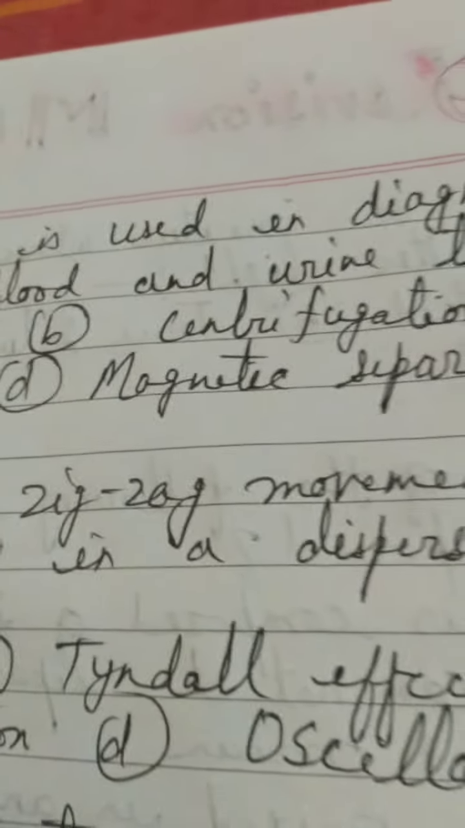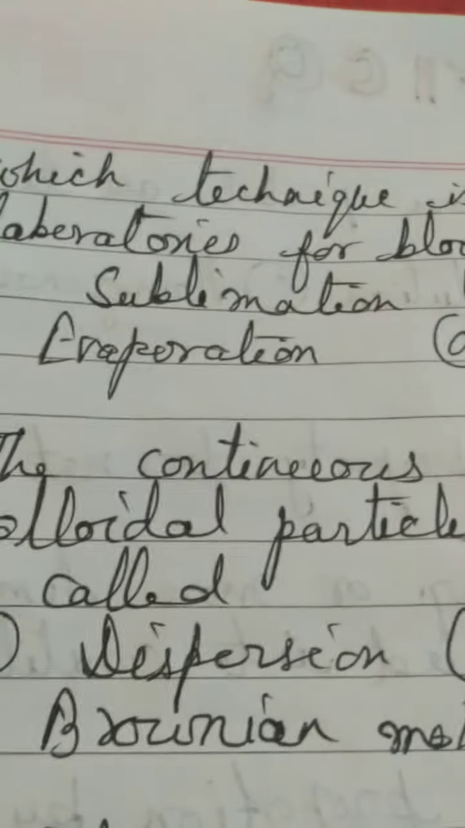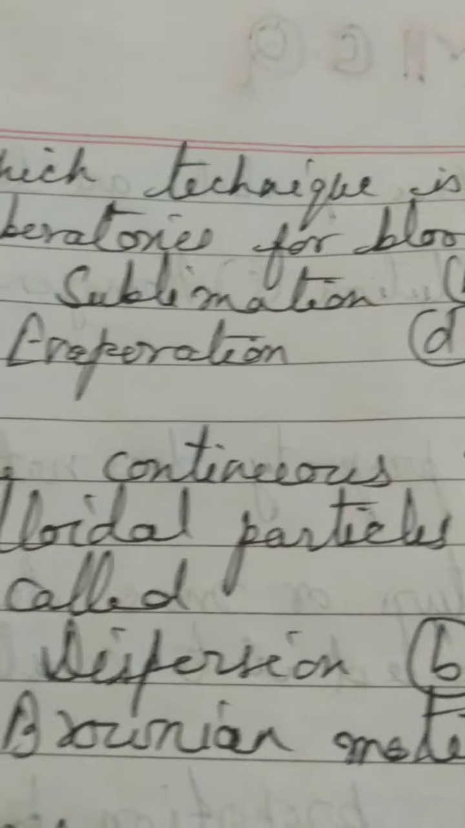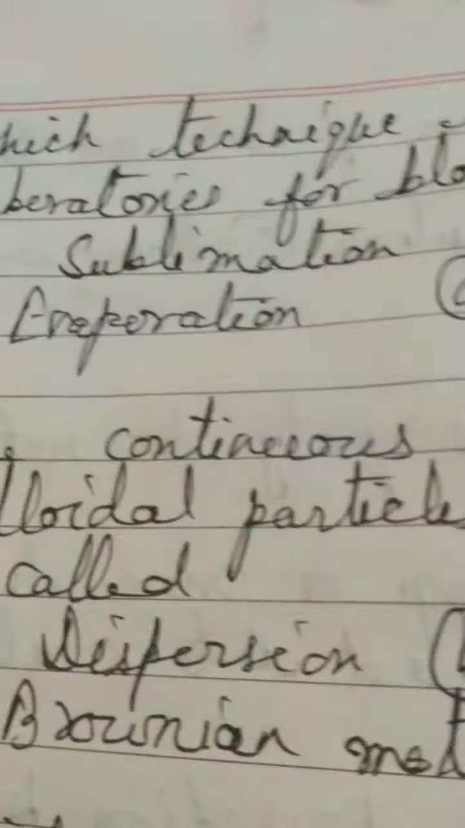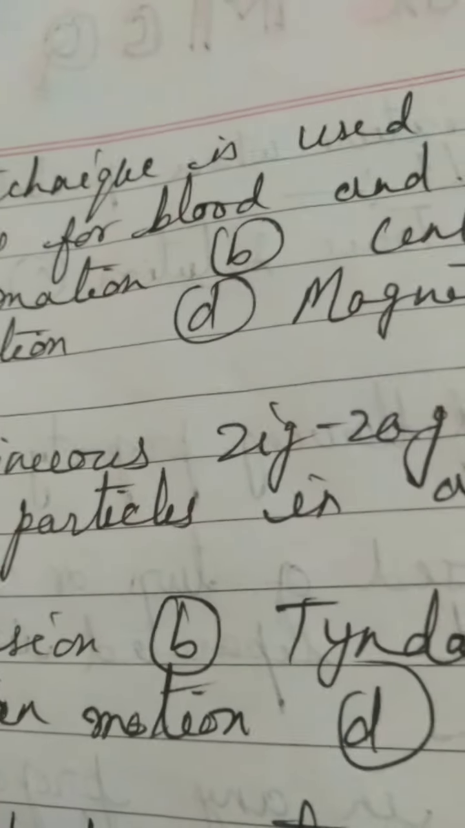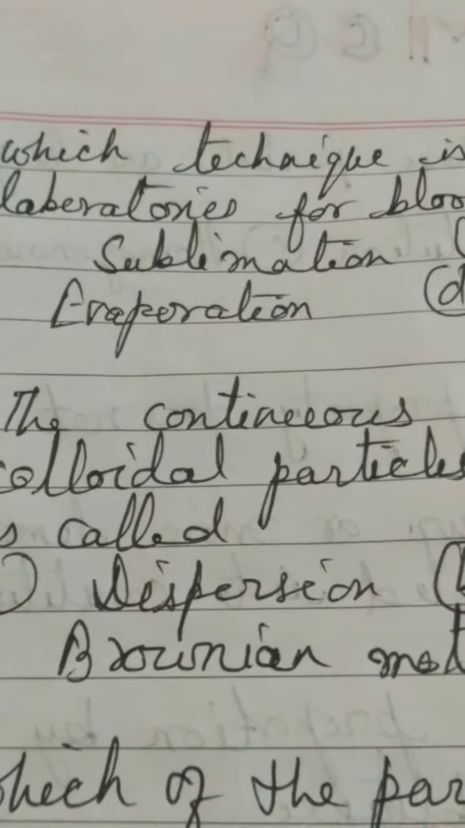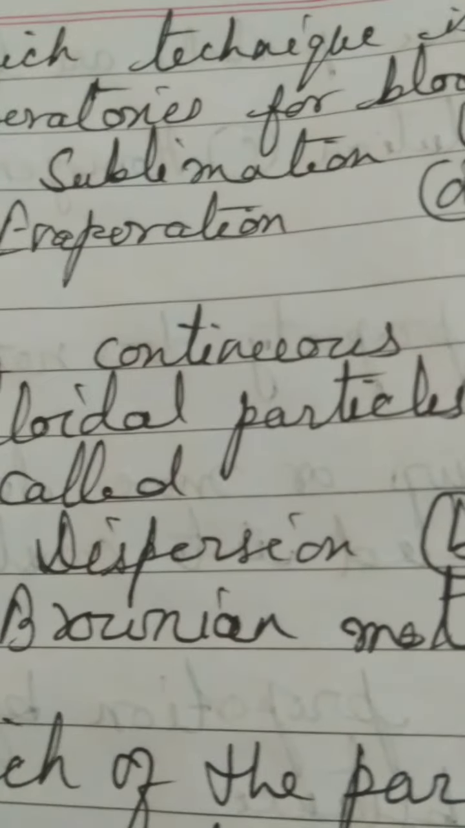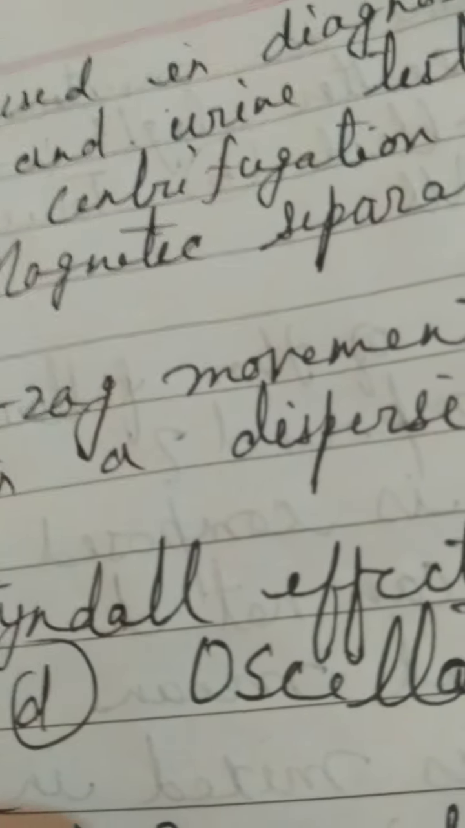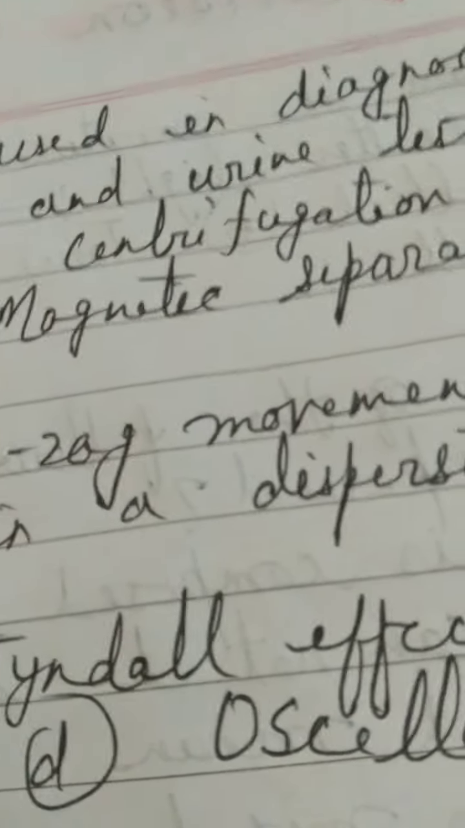Coming to question number 6. Which technique is used in diagnostic labs for blood and urine tests? Children, you have got the idea of chromatography, but chromatography actually identifies; it is not the process of separation. Chromatography is a way to identify the blood pigments. Is it sublimation? No. Is it centrifugation? Yes, 100% centrifugation, right? Evaporation? No. Magnetic separation? Looking absurd.